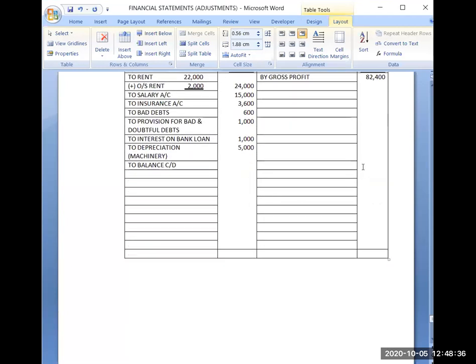Then I will again total it here in this row 82,400, because no income is there. Then again this total will come 82,400. It will be double underlined.